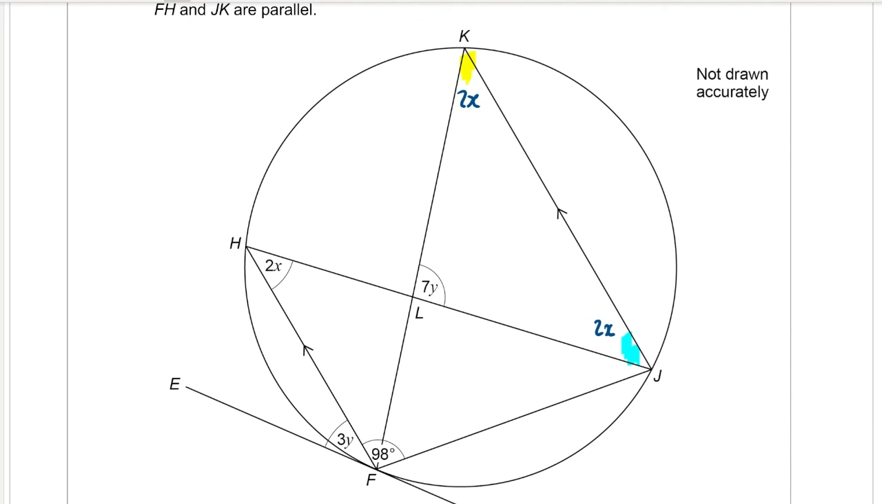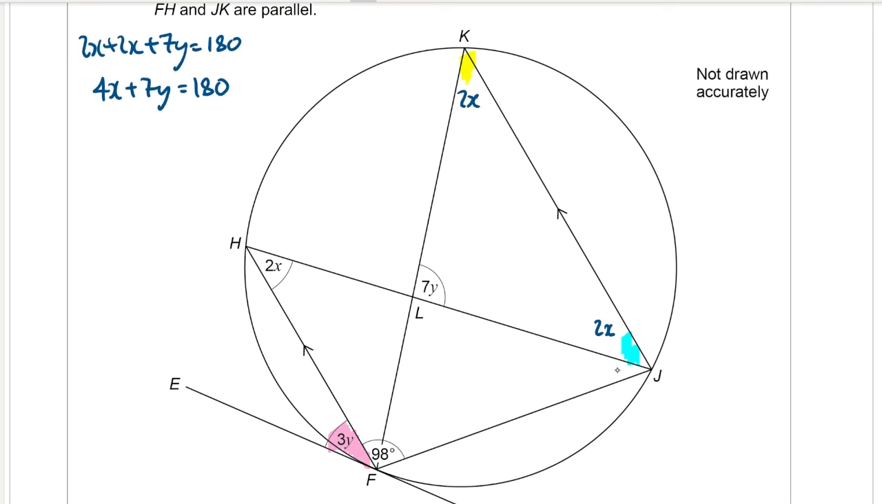So by looking at this triangle here, we've got all three angles labelled. So I can write that 2x plus 2x plus 7y must equal 180. So 4x plus 7y equals 180. So I'm going to have to find out more information because that cannot be solved without another equation. So I'm going to look at this 3y because we haven't used that yet.